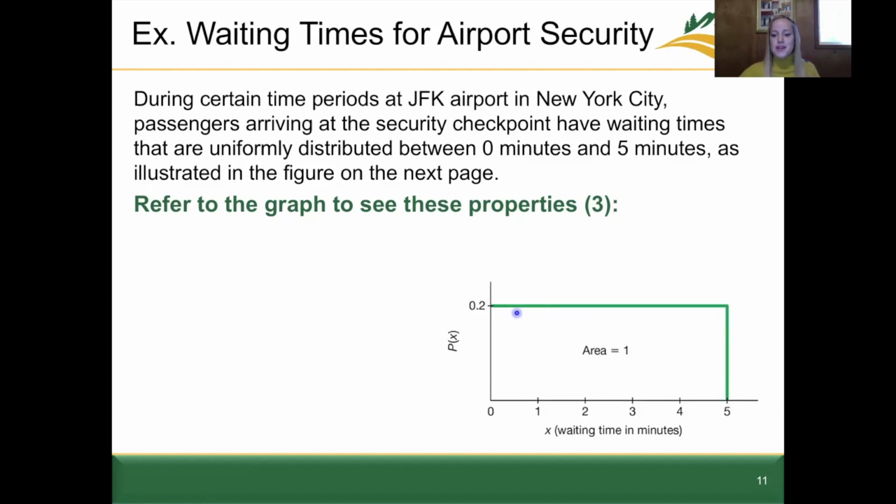Another important property here: if we were not given this probability of 0.2, we could figure that out. So remember our requirement that each of these outcomes has to be equally likely to occur.